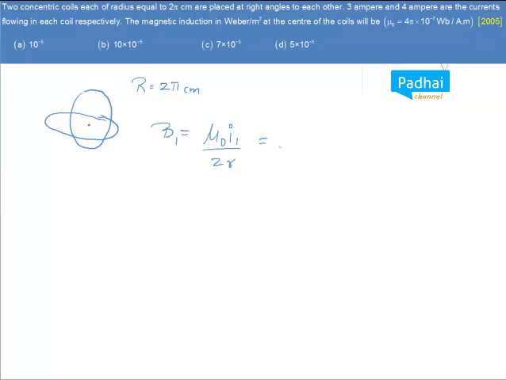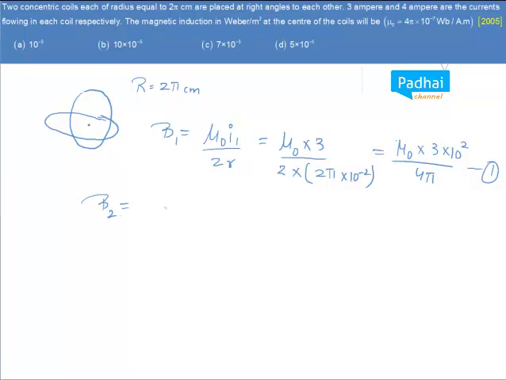So this will be equal to mu naught into 3 ampere divided by 2 into R, radius is 2 pi into 10 raised to the power of minus 2, right? So this will be equal to mu naught into 3 into 10 raised to the power of 2 divided by 4 pi. This is the first, right?